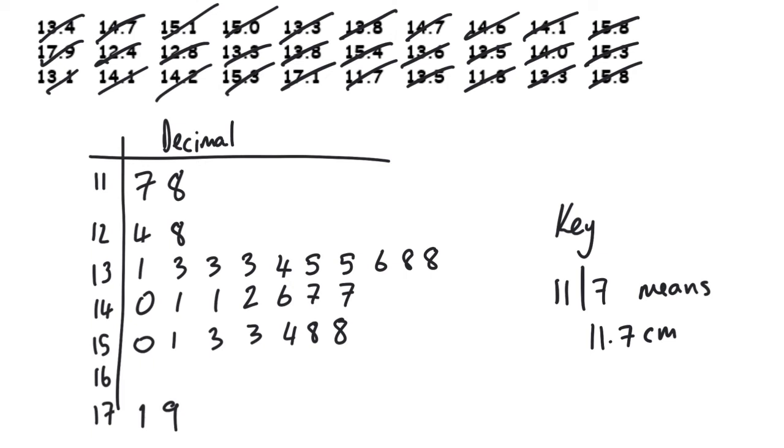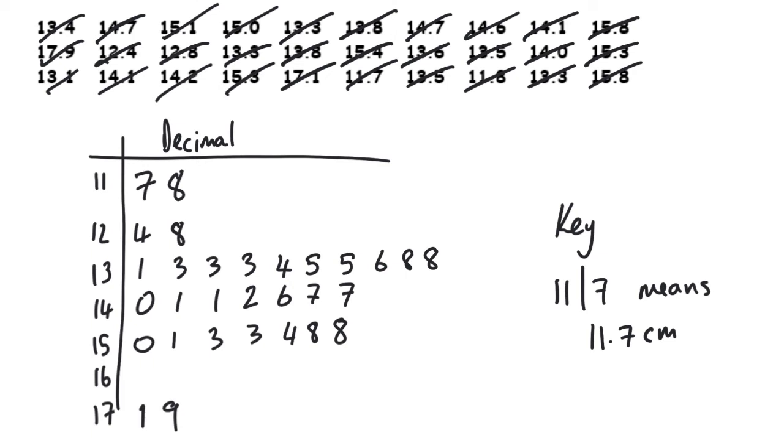One other thing we can do before we move on is check that we've got the right number of data, that we haven't forgotten one. So what we can see is that we had 30 data values originally, and counting through our stem and leaf diagram, we also have 30 here, so I haven't forgotten a number.